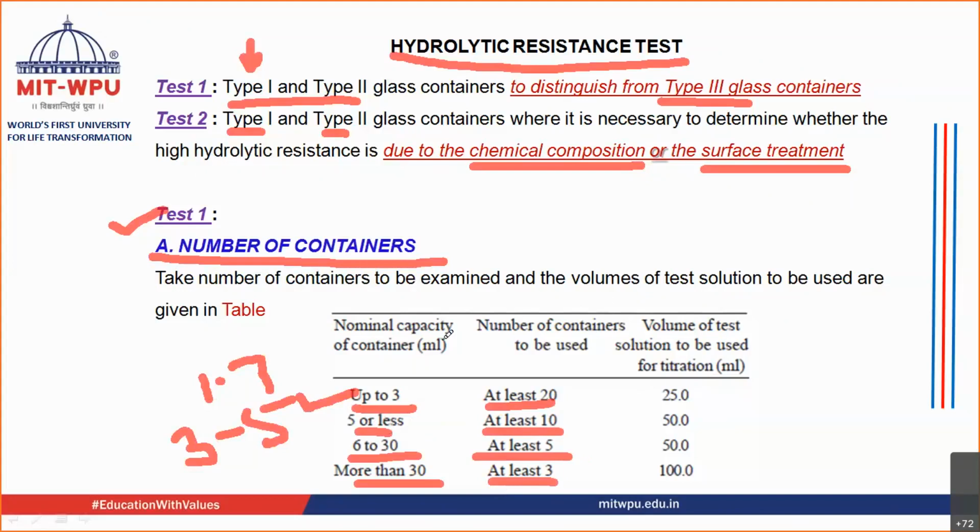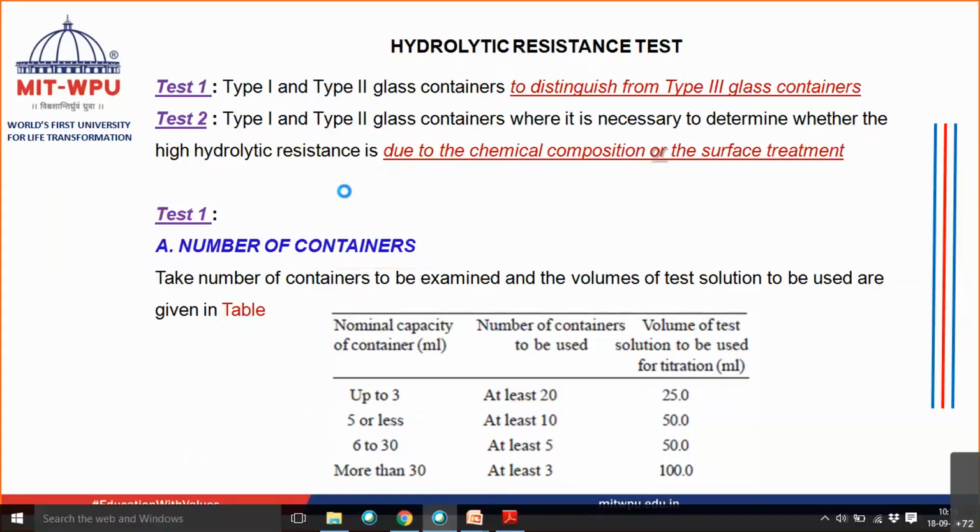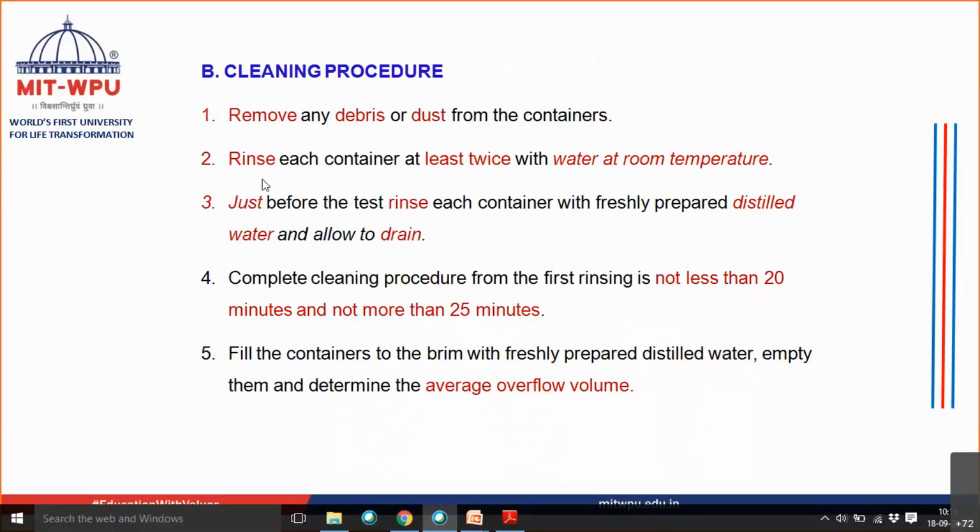So as the ml increases, the number of containers that you are going to take for the test also decreases from 20 to 3. That is the number of containers that you are going to take for the test. Moving ahead, now you have selected the number of containers. Let us move ahead to the cleaning procedure.